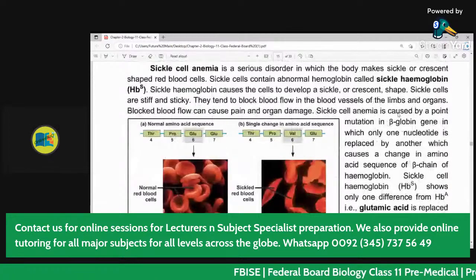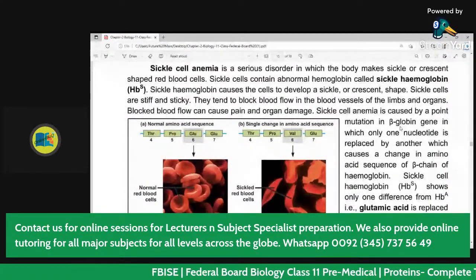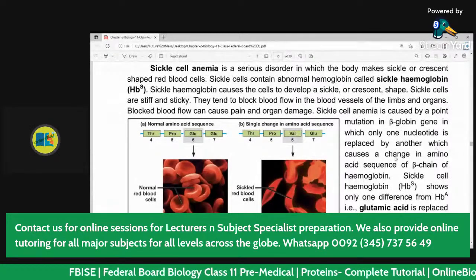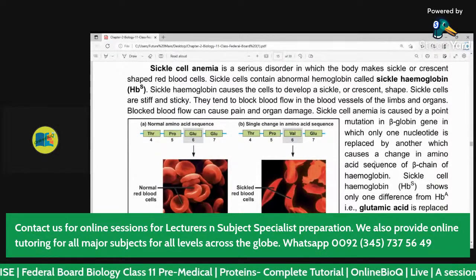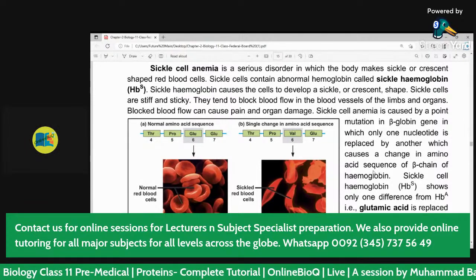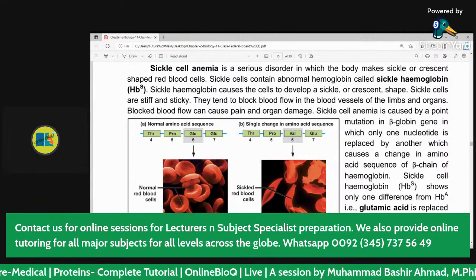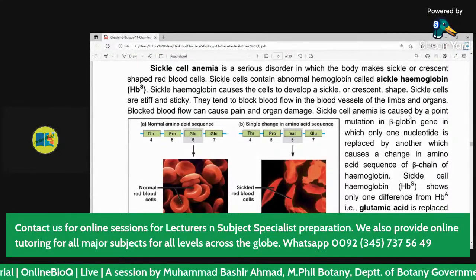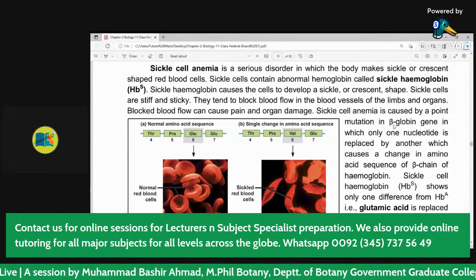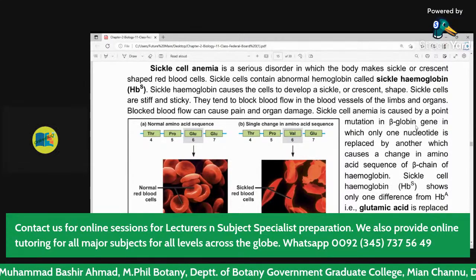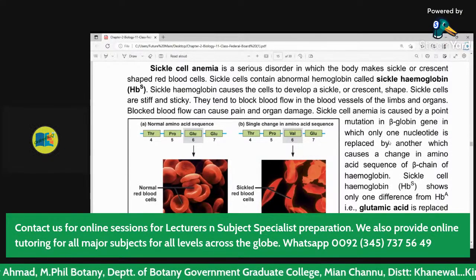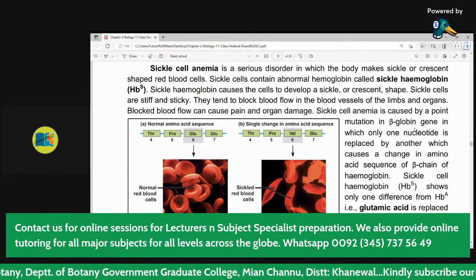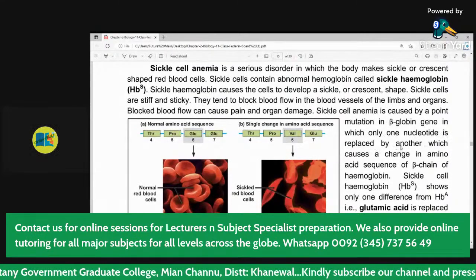Sickle cell anemia is caused by a point mutation in the beta globin gene, in which only one nucleotide is replaced by another, which causes a change in the amino acid sequence of the beta chain of hemoglobin. So how does sickle cell anemia occur? It is caused by a point mutation in the beta globin gene in which only one nucleotide is replaced by another.